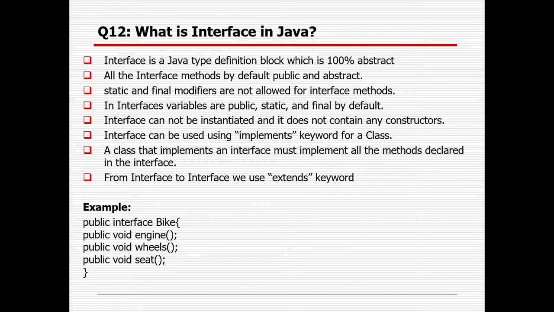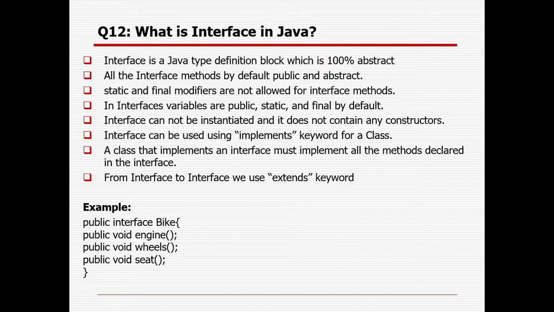What is an interface in Java? An interface is a Java type definition block which is 100% abstract in nature. So there should not be any non-abstract thing. All the interface methods are by default public and abstract only. Static and final modifiers are not allowed for interface methods, because they should be public and abstract only.